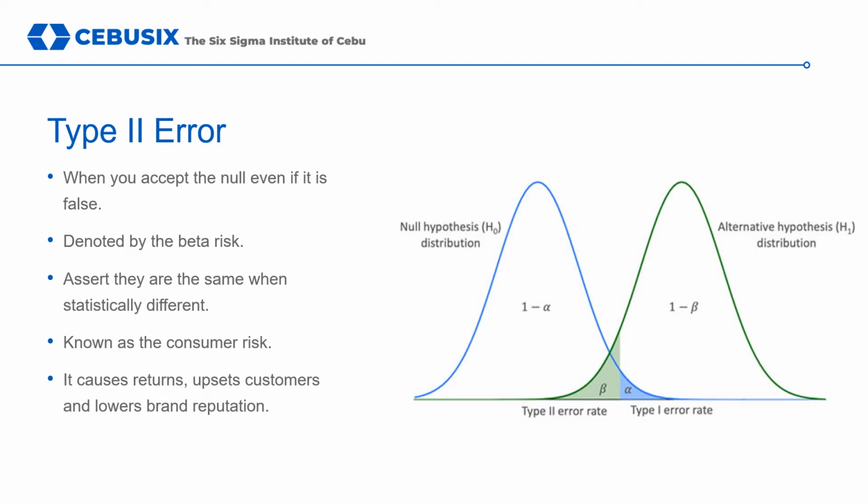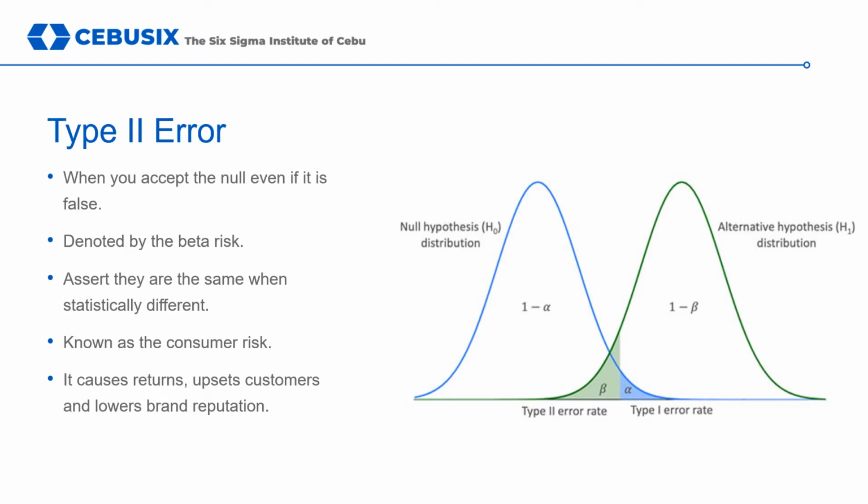As we discussed previously, the type 2 error is also called the consumer risk. In a manufacturing environment, if the null hypothesis was false, but is accepted anyway due to a type 2 error, then material that is not within specification, material that is not statistically the same as the target, is accepted. That means that a product does not meet the target and is passed on to the customer. That is a consumer risk. It causes returns, unsatisfied customers, poor brand reputation.